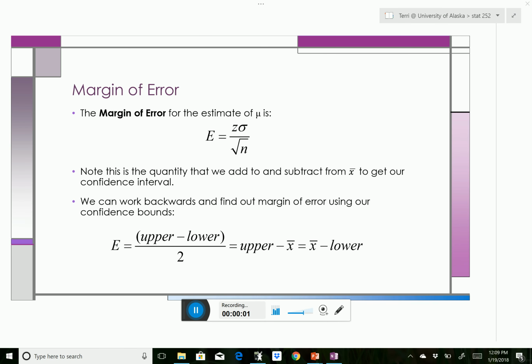Okay, so today we have a pretty short video because we're just talking about a few things. We're going to be doing some activities in class with it. So the margin of error for this estimate. We want to talk about the margin of error.